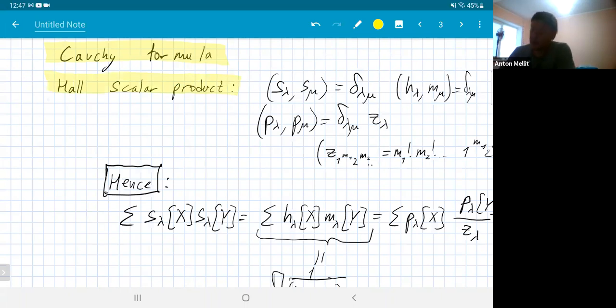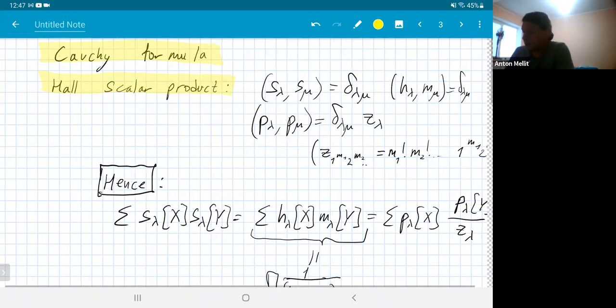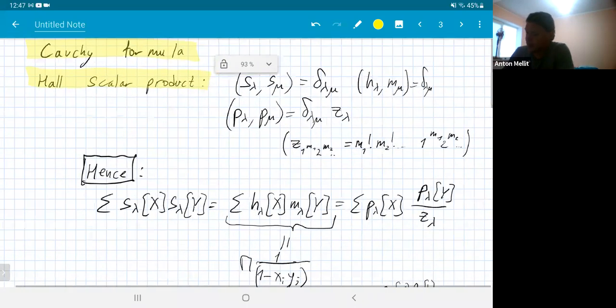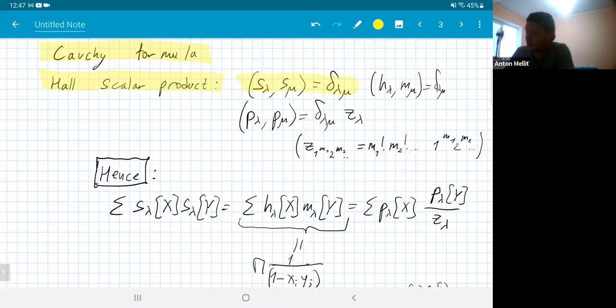So it can be given equivalently by three different formulas: in terms of Schur functions, in terms of H's and M's, or in terms of P's. So this z lambda is a constant, given by this sort of formula. This defines the scalar product on symmetric functions. Any questions?